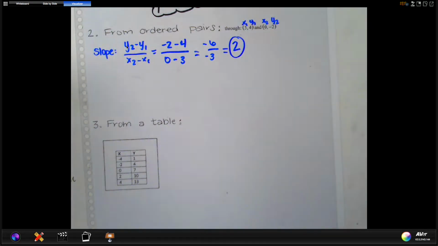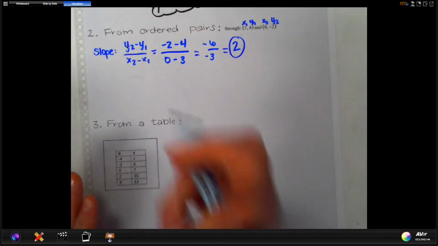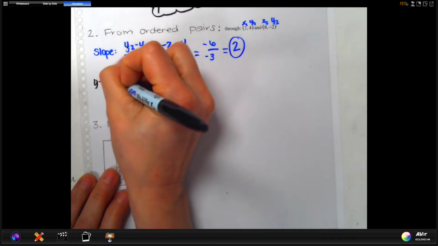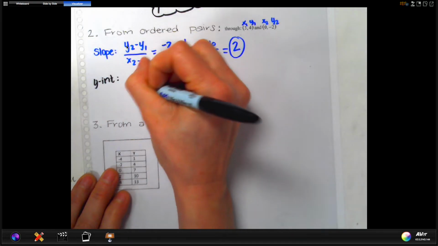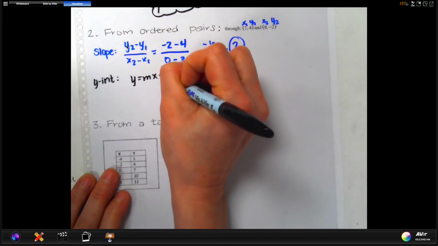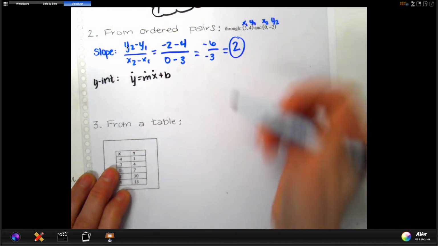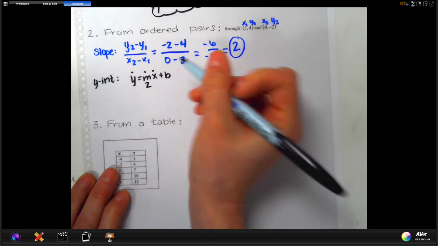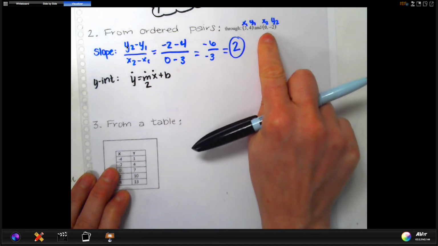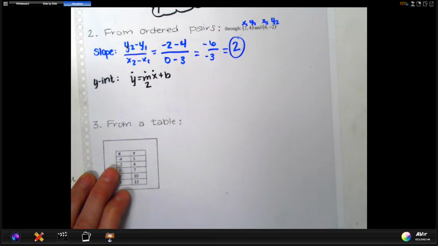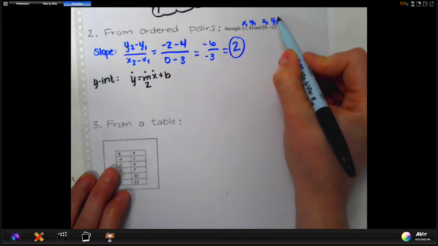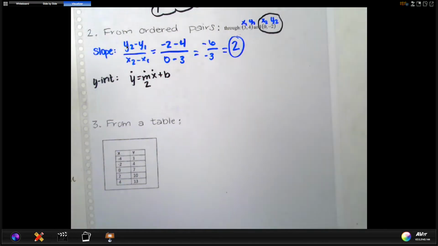Now, to find y-intercept from ordered pairs, we have to solve for y-intercept. So our y-intercept, we use the general format y equal mx plus b again. And what we're going to do is fill in y and m and x with numbers. Well, m we just solved for, that's 2. Y and x come from your ordered pairs that are listed, and you can choose either one. I tell my students to choose the one that looks easier. And I'm going to actually choose x2, y2 because there's a 0 in there, and I know 0 is an easy number to work with.